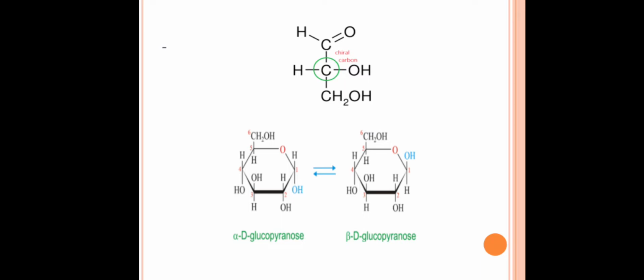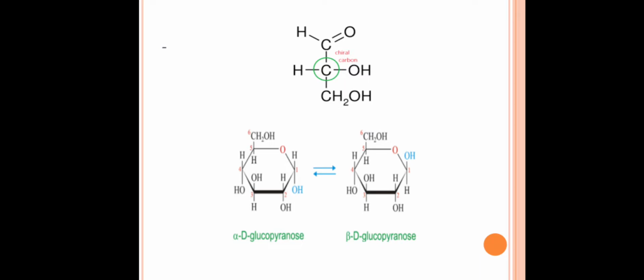Next, anomers. Anomers are a pair of isomers having the same molecular formula, structural formula, etc., but differing in the spatial arrangement of atoms or groups at a single asymmetric carbon, which is formed because of cyclization or anomerization. That carbon is called the anomeric carbon. In our structure, we have the example of alpha D glucopyranose and beta D glucopyranose. This pair is an example of anomers.